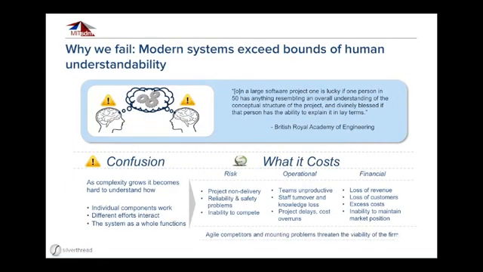Why do we fail? Modern systems exceed the bounds of human understandability. Right? I love this British Royal Academy of Engineering quote. It says that on a large software project, one is lucky if one person in 50 has anything resembling an overall understanding of the conceptual structure of a project, and divinely blessed if that person has the ability to explain it to anyone else.